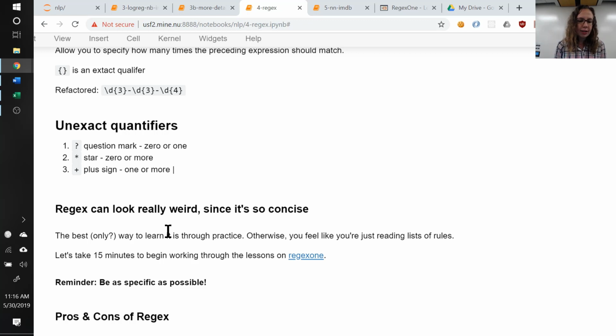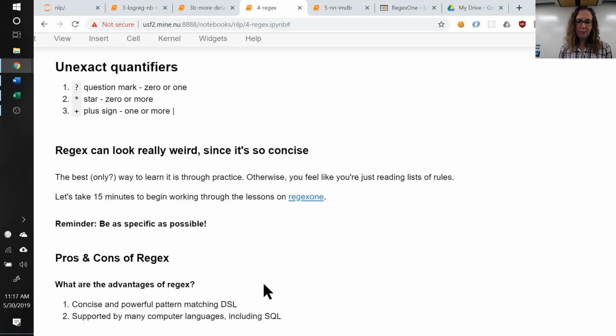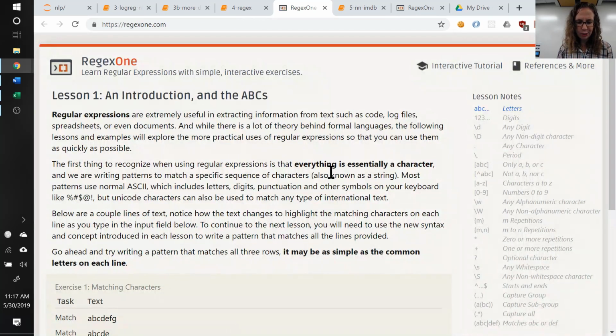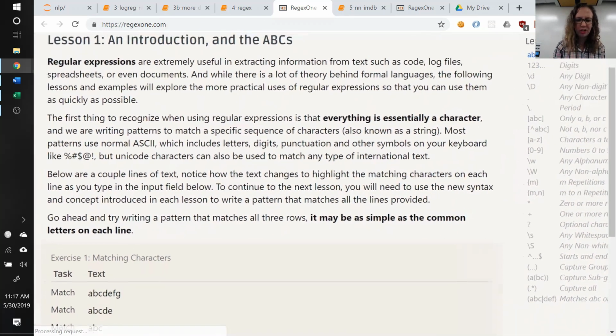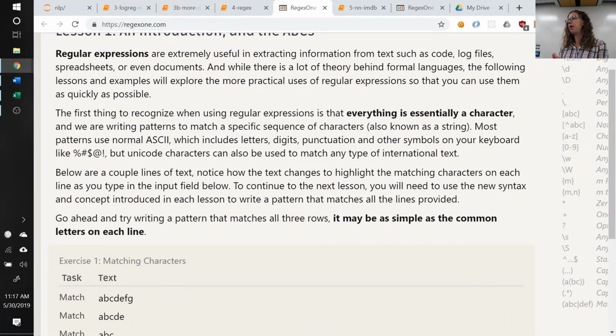Just useful things to know, some inexact quantifiers: question mark means 0 or 1, star means 0 or more, plus sign is 1 or more. I would say the only way to do this is to learn through practice. I want us to take about 15 minutes to start on your own going through Regex 1. But first, let me check, who here has used Regex before? Raise your hand. Okay, a fair number. Who's used it a lot?